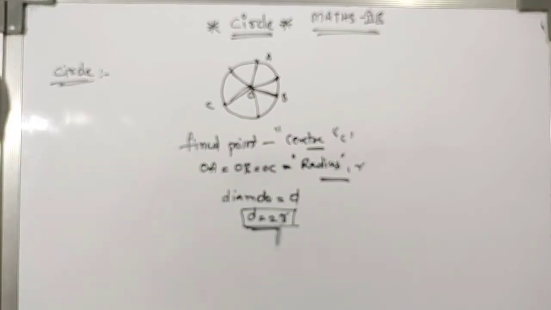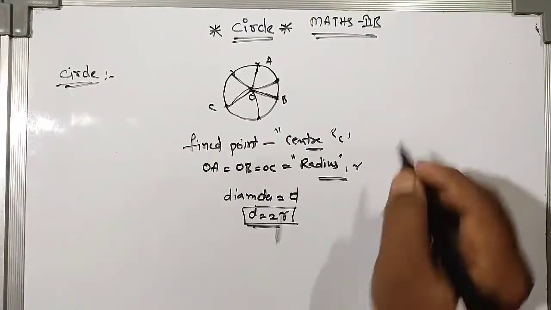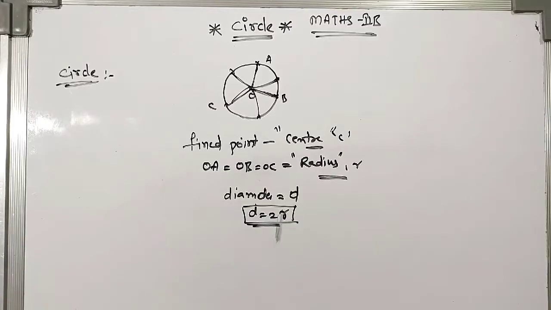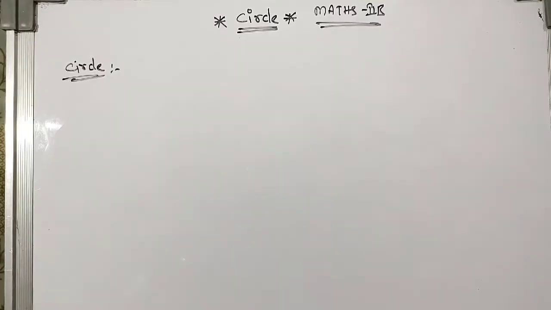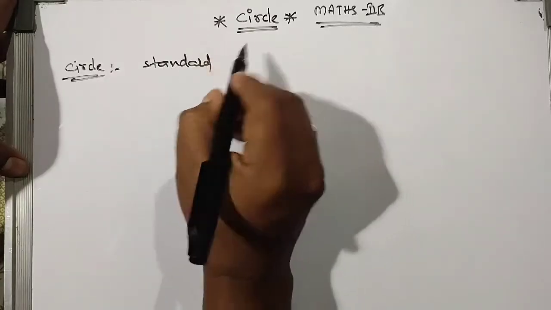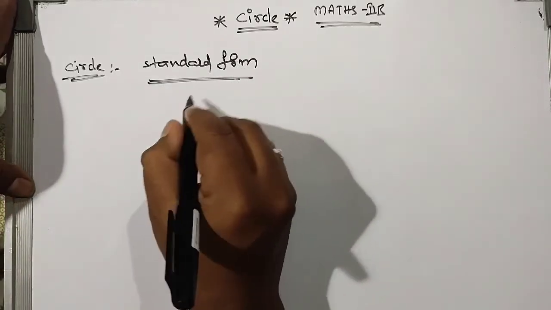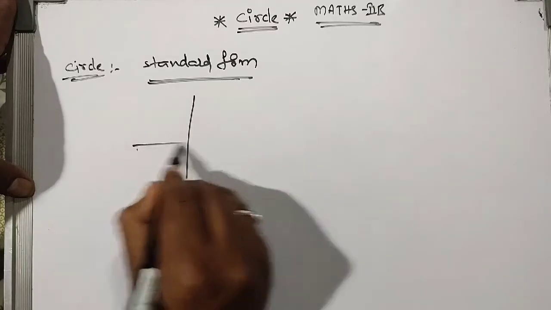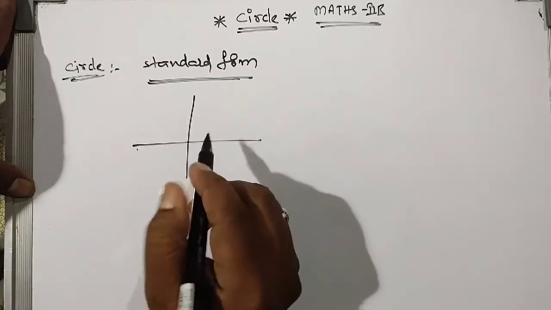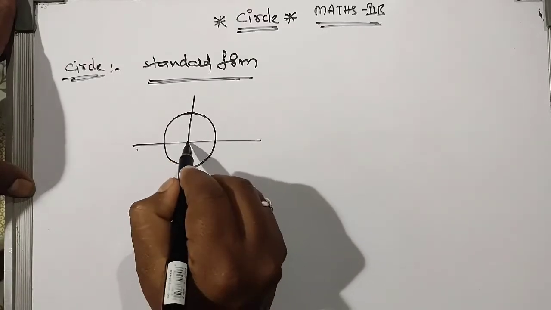Then we go for the equation of the circle. Next we have to learn the standard form of the circle. Here we take these as our axes. The origin is the center of the circle. This is the center, and this is the circle. So this is the origin.